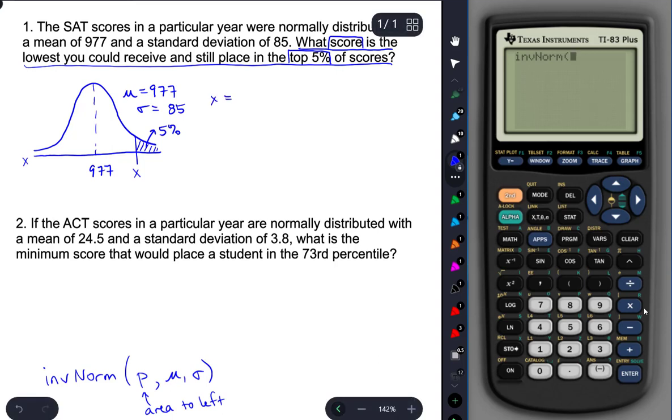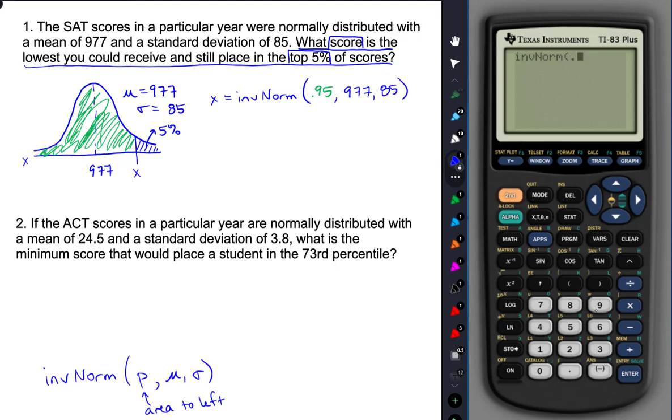So the value is going to be inverse norm. The first input is a probability, and it's the area to the left of the value that you're looking for. So if there's 5% to the right of the value that we want, then this region right here, that is 95%. That's to the left. So we have to make sure we change that to 0.95 in this case. Then we give the mean and the standard deviation. So 977 and 85.